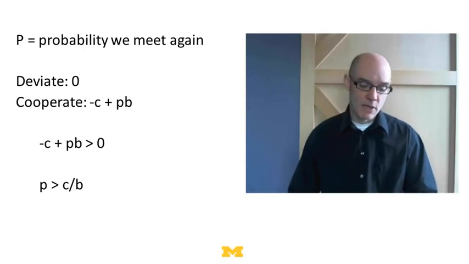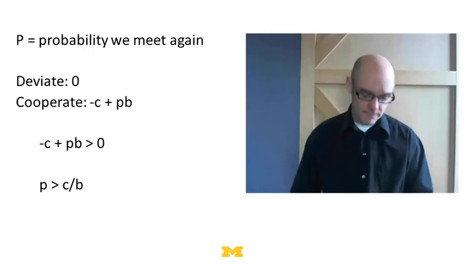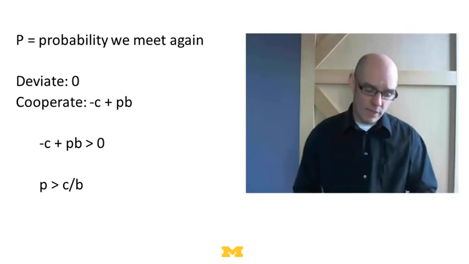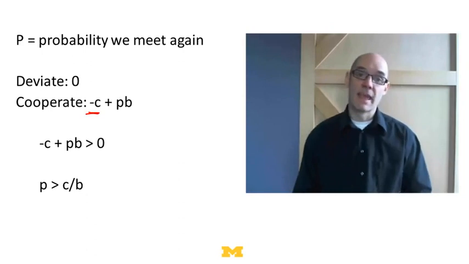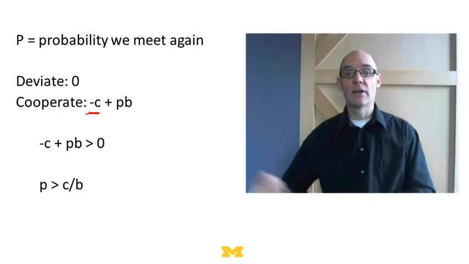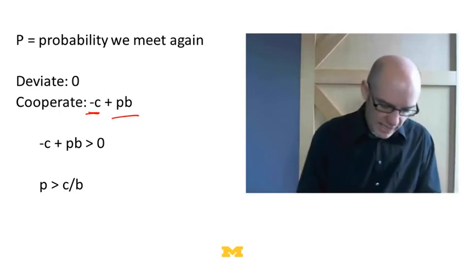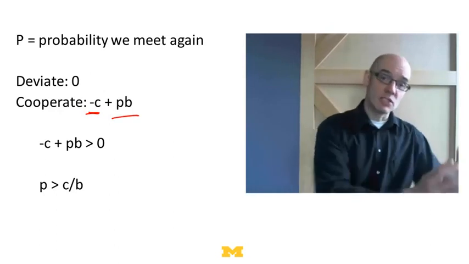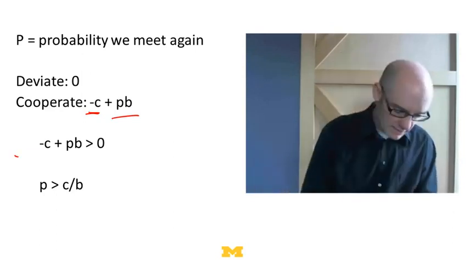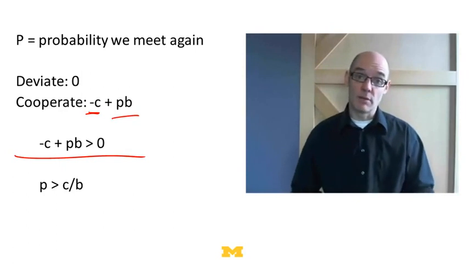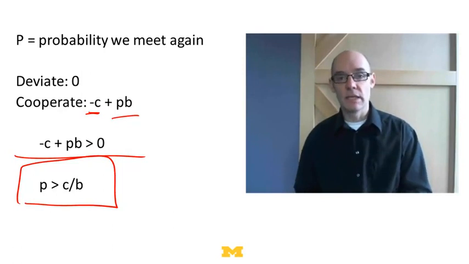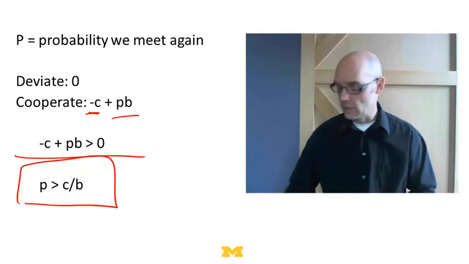Let's see why. Let P be the probability that we meet again, and let 0 be our payoff if we deviate. What's my payoff if I cooperate? If I cooperate, it's going to cost me C. However, there's some probability of meeting you later, and when we meet later, you can cooperate with me, and then I'll get a payoff of B. So my payoff isn't just minus C, it's minus C plus P times B, the benefit if we meet again. If that ends up being positive, that means I should probably cooperate. We can rewrite that as saying that as long as the probability of meeting, P, is bigger than C over B, cooperation should emerge in the prisoner's dilemma.